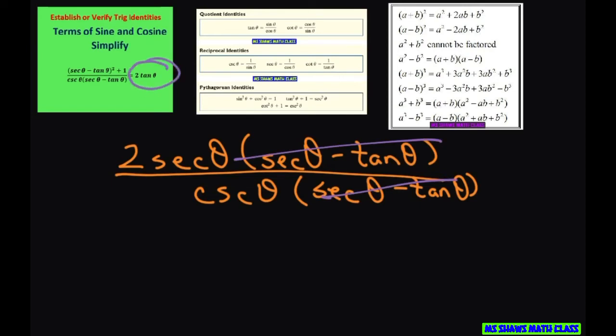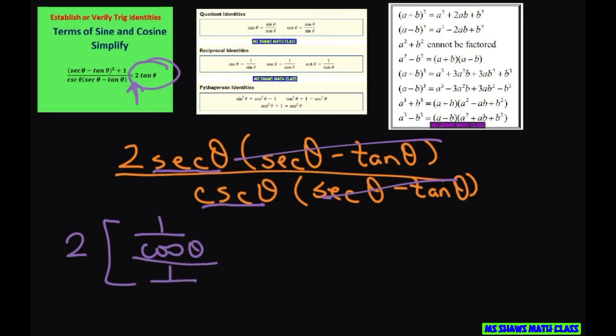So at this point, I'm going to rewrite these two in terms of sine and cosine. So I still have my 2. We have that. That's good. So let's bring the 2 out. And this is going to be 1 divided by cosine. And this one is 1 divided by sine.